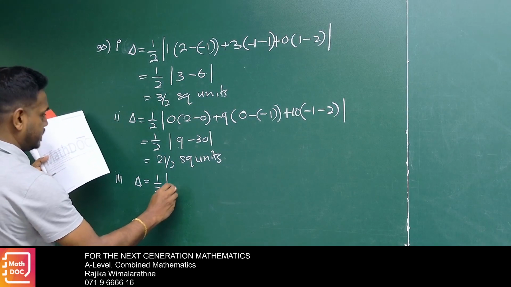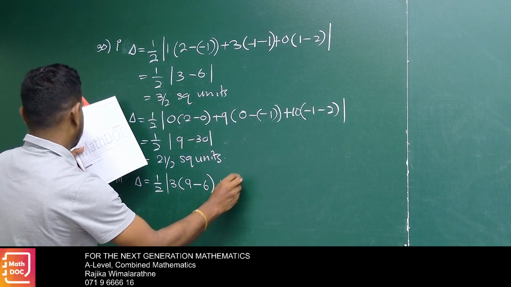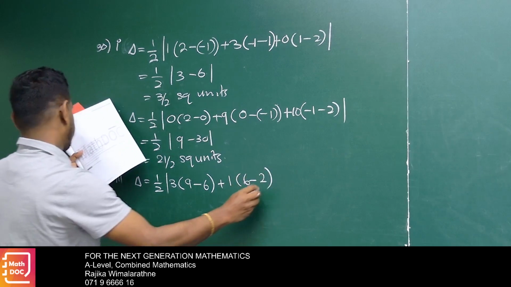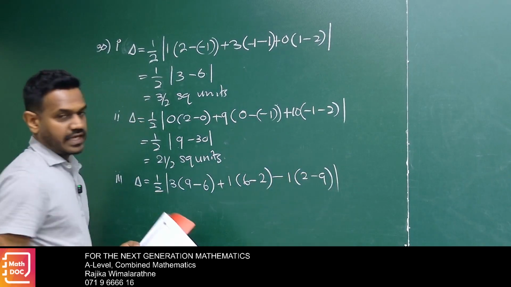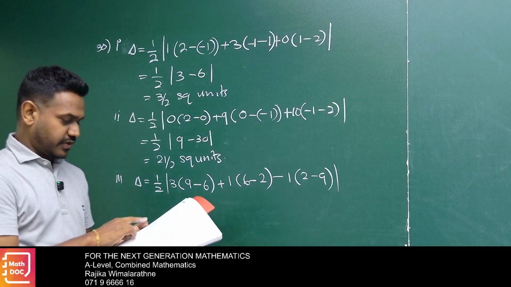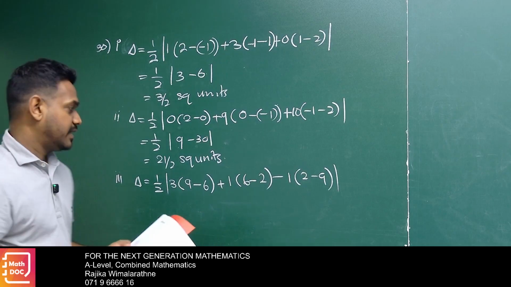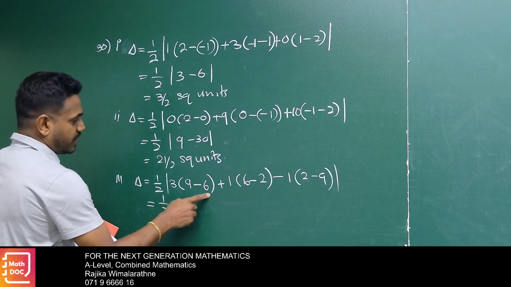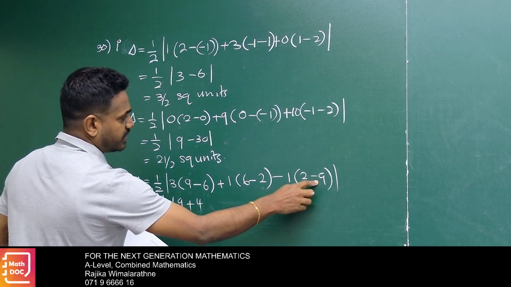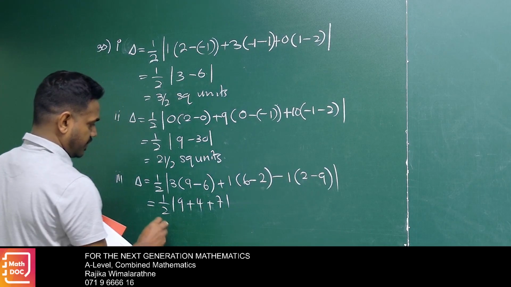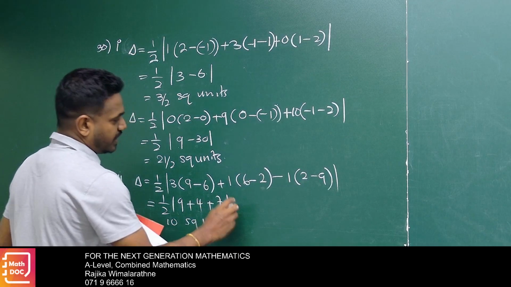Half into modulus: 3 times (9 minus 6) plus 1 times (6 minus 2) minus 1 times (2 minus 9). You take one circular order, first coordinate, second coordinate, third coordinate. Likewise, you get the circular cyclic order and write the pattern. 9, 4, minus 7, plus 7. Here 9, 4, 13, 20, 10. Area, we write in square units now.